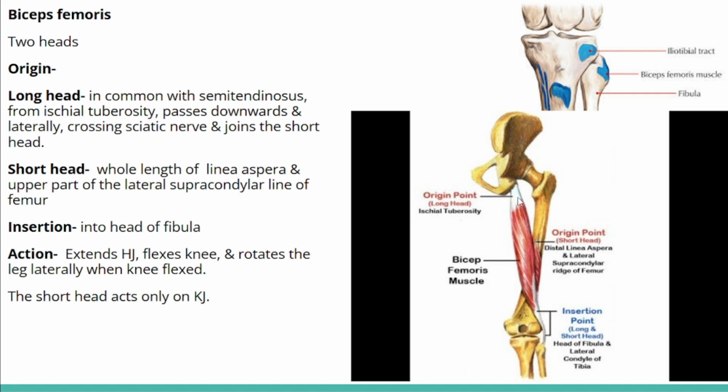You can see that in this muscle only the long head covers the hip joint, but not the short head. Combined, this muscle extends the hip joint by the long head, flexes the knee joint, and rotates the leg laterally when the knee is flexed. The short head does not act on the hip joint, only on the knee joint.